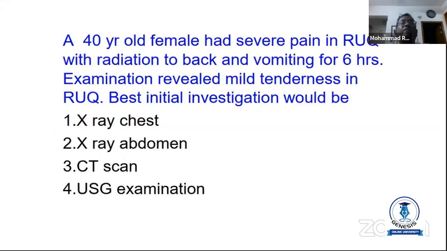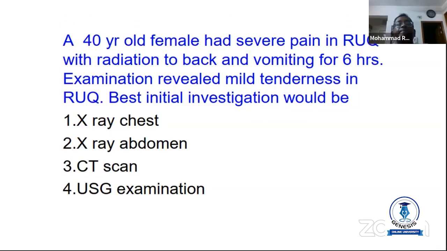A 40 years old female had severe pain in the right upper quadrant with radiation to the back and vomiting for 6 hours. Examination revealed mild tenderness in the right upper quadrant. Best initial investigation would be what? X-ray chest, X-ray abdomen, CT chest, CT scan, and ultrasonogram examination.